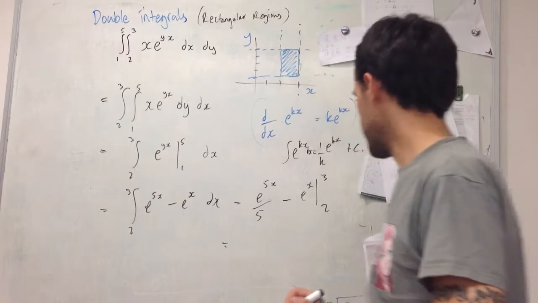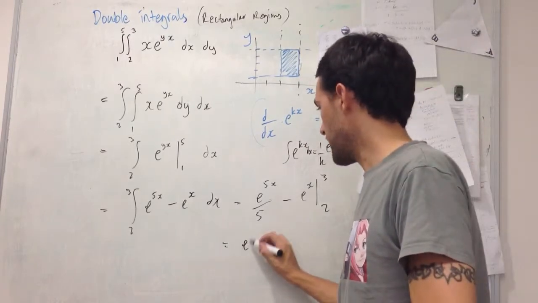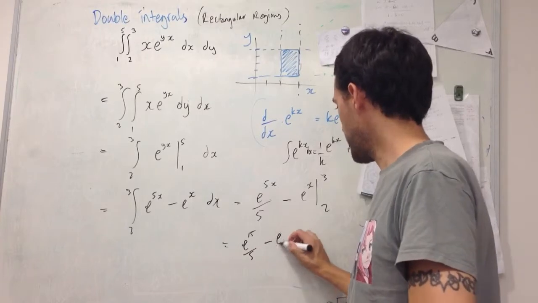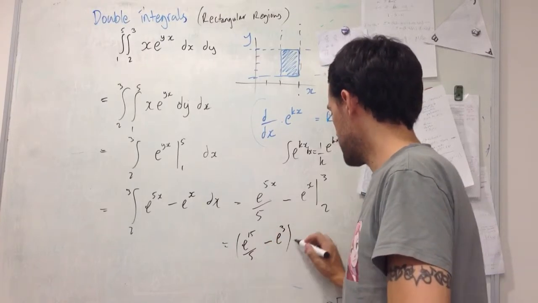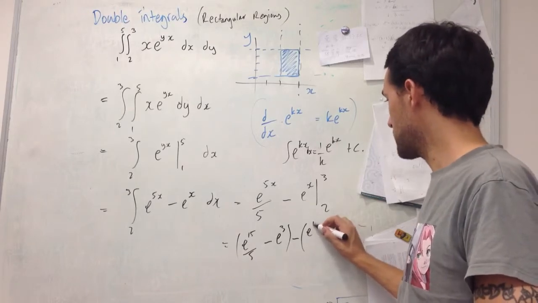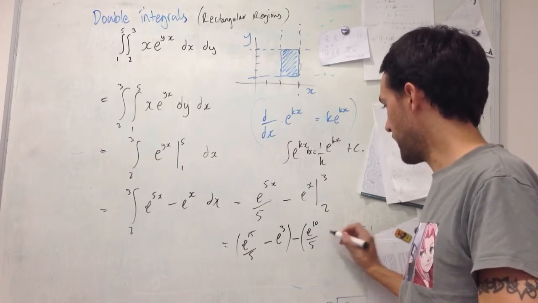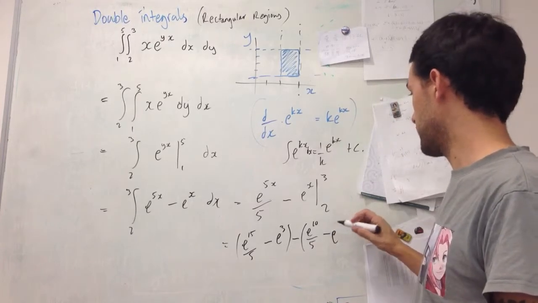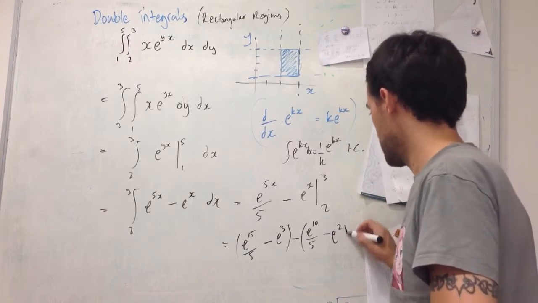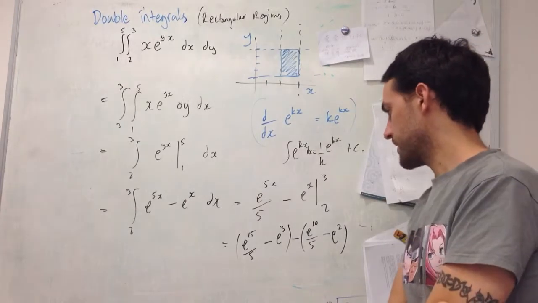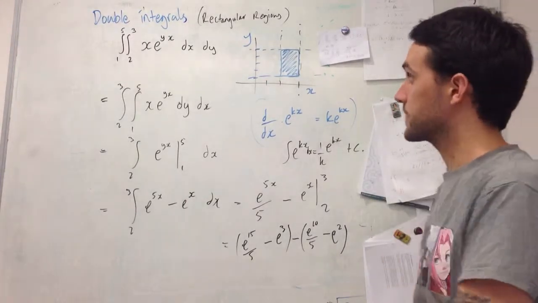So substituting those values in, I get e to the 15 on 5 minus e to the 3, subtract e to the 10 on 5 minus e to the 2, like this. And I think I can probably just leave it in terms like that rather than any more simplification. Okay.